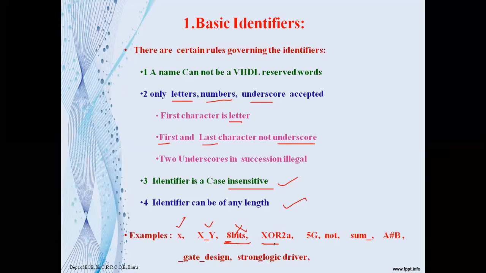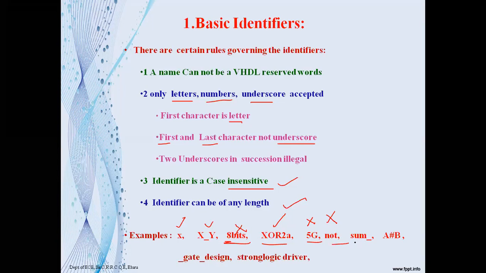And the next one, XR2A, is a legal identifier. And 5Z is an illegal identifier. And "not", is it an illegal identifier? Why is "not" illegal? Because "not" is a keyword.